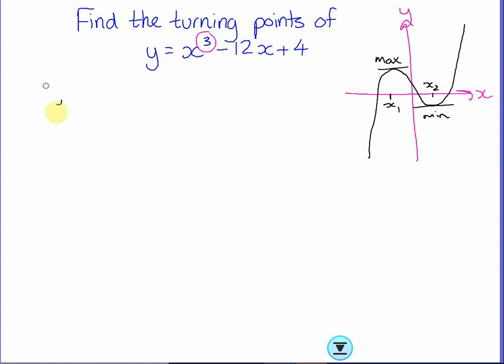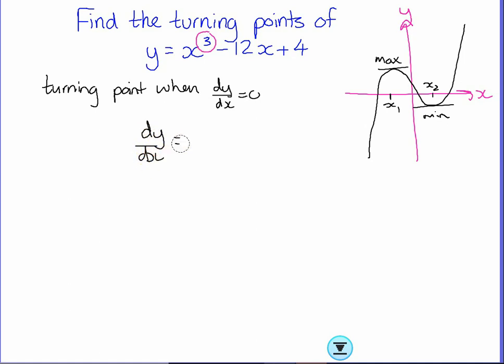So what do I want to write here? I'll just write, it's a turning point when dy by dx equals 0. So that means we need to find dy by dx. I'm just going to write that as a separate thing. So gradient function, dy by dx, every term separately, times by the power, reduce the power by 1, times by the power, reduce the power by 1, and these constant terms, they just disappear. Set this equal to 0, and now we have to solve it.